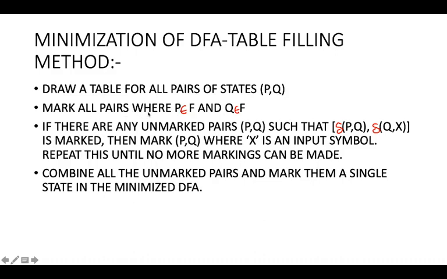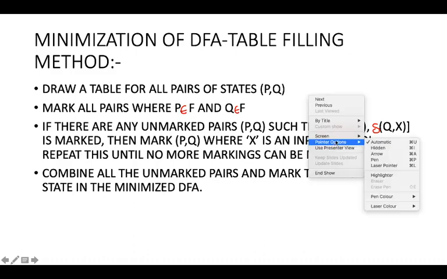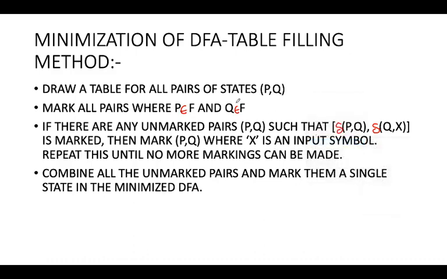Mark all the pairs where P belongs to F, the final state, and Q does not belong to the final state. If there are any unmarked pairs P, Q such that the transition of P on X and the transition of Q on X is a marked pair, then mark P, Q, where X is an input symbol. Repeat this until no more markings can be made.